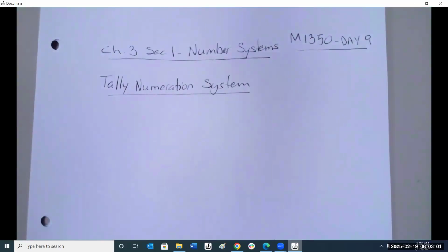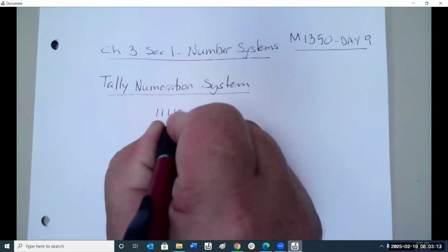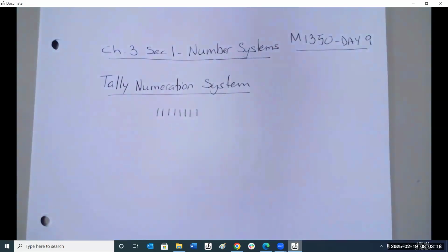When we first started looking at numbers, counting things, we used a system called the tally numeration system. For each element that you see, you would simply put a hash mark. And then you count how many you have. But if you have a lot of them, that just becomes very tedious to sort them and determine how many you have.